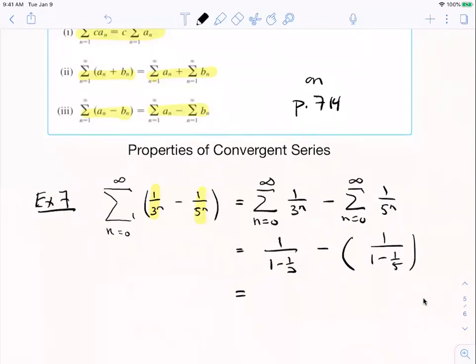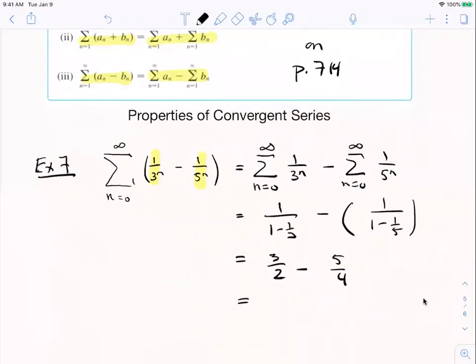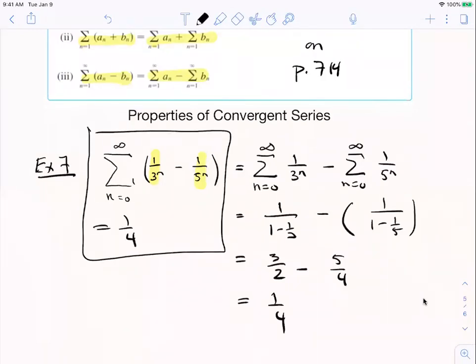Yeah. So that's 1 over 2/3. That's 3/2. This is 1 over 4/5. That's 5/4. Well, and I guess we could say that that's 6/4 minus 5/4. So that's a quarter. So this is a convergent series, it's not geometric, but it converges to a quarter.